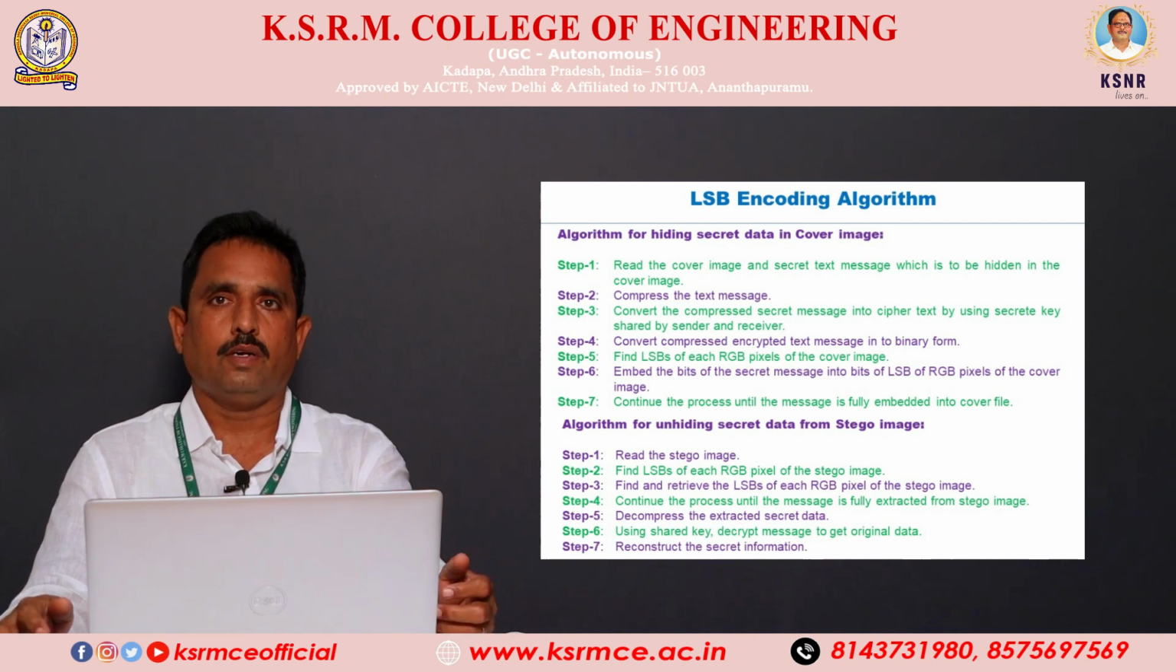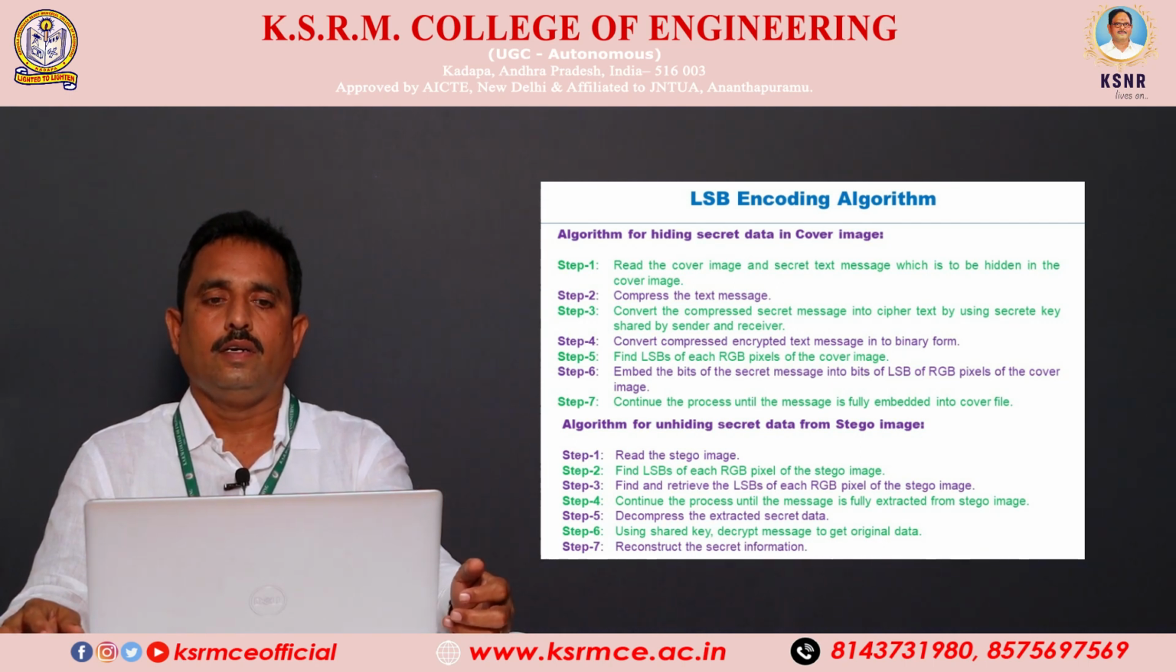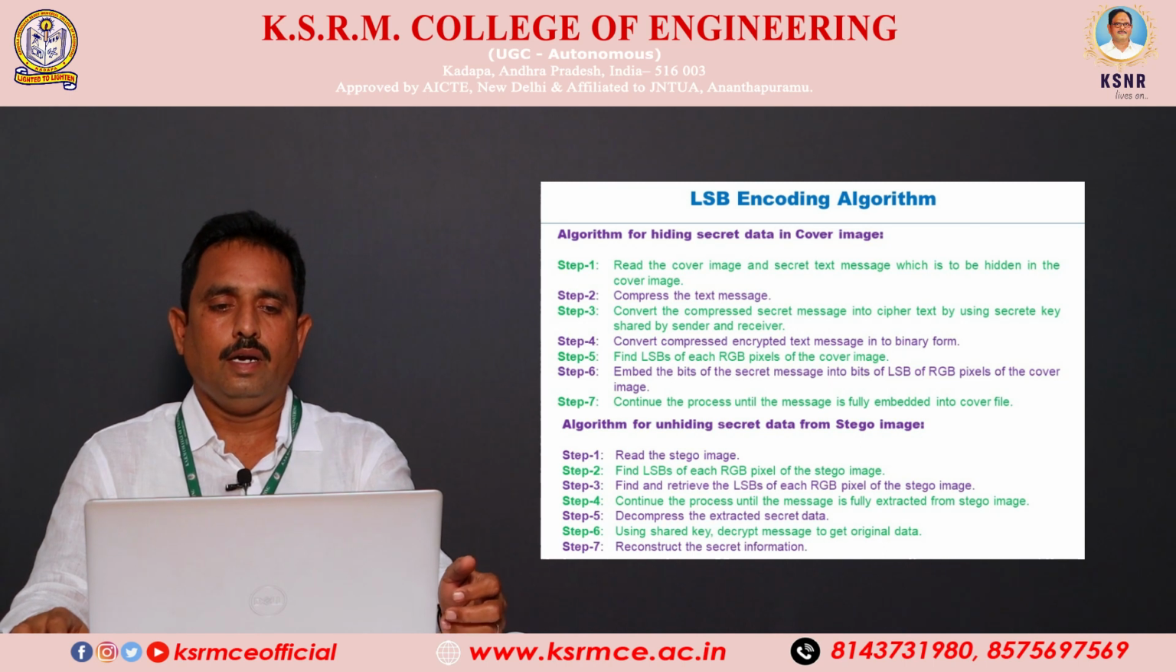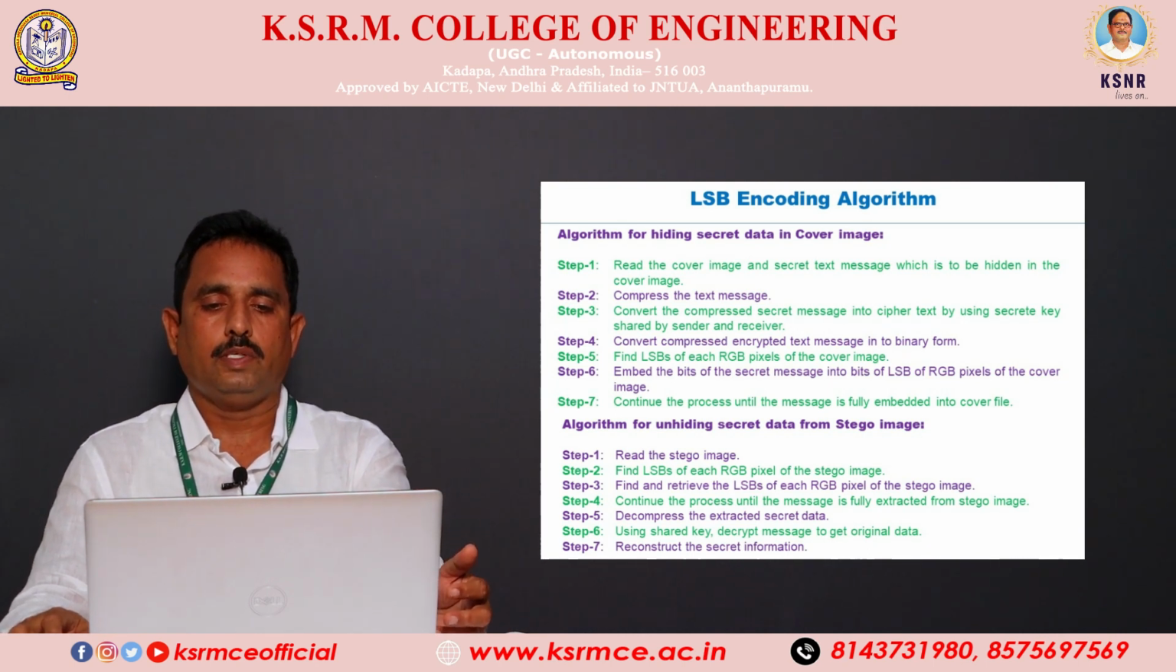Now we will see the algorithm for how to extract that information using the stego application. These are the steps required to extract data at the receiver side: the algorithm for unhiding secret data from the stego image. Step 1 is to read the stego image. The input of the stego application is the stego image. Then find the LSBs of the RGB pixels of the stego image.